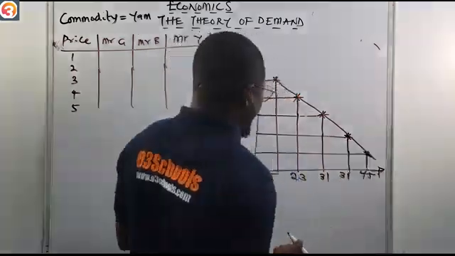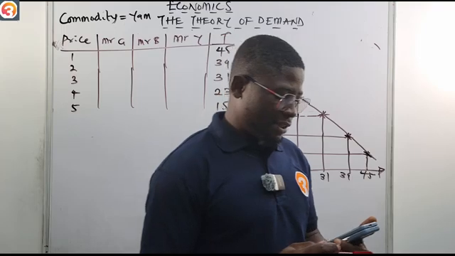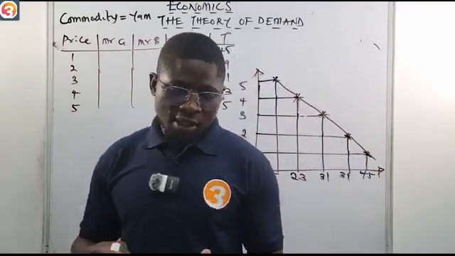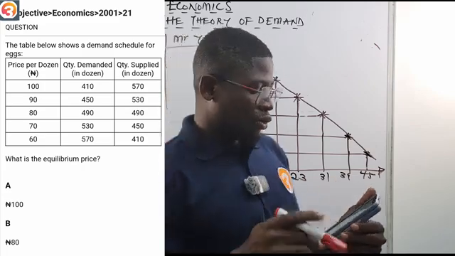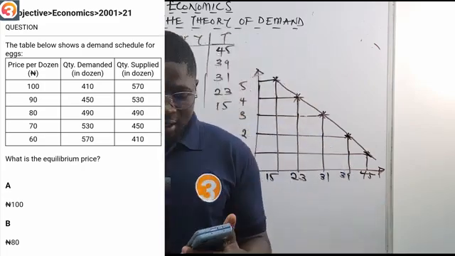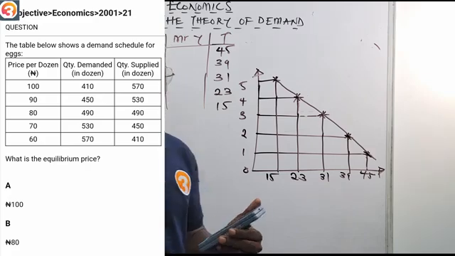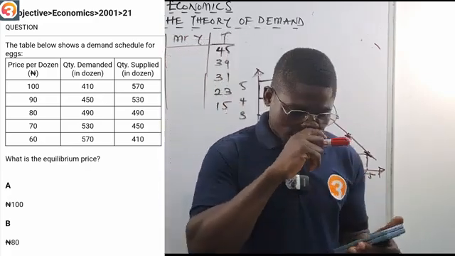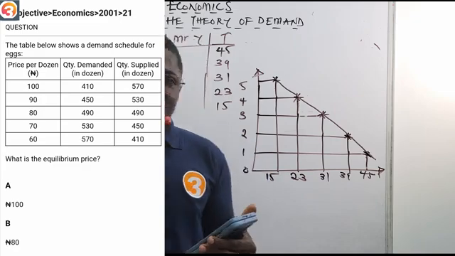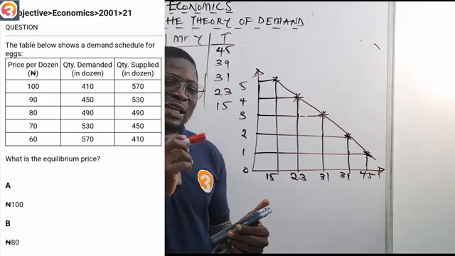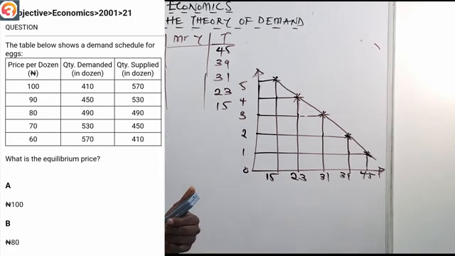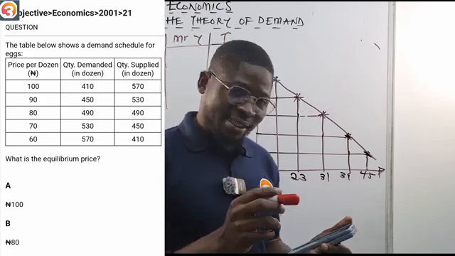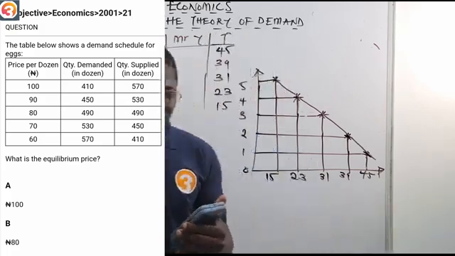Now let's quickly go to the OT School Jam CPT Practice app and take the questions we have before us. The 2001 question number 21. The table shows a demand schedule for X. You're given the price, quantity demanded, and quantity supplied. What is the equilibrium price? The equilibrium price is the point where the quantity demanded and the quantity supplied are the same. As you can see from the table, at 18 naira, the quantity demanded was 490 and the quantity supplied was 490.